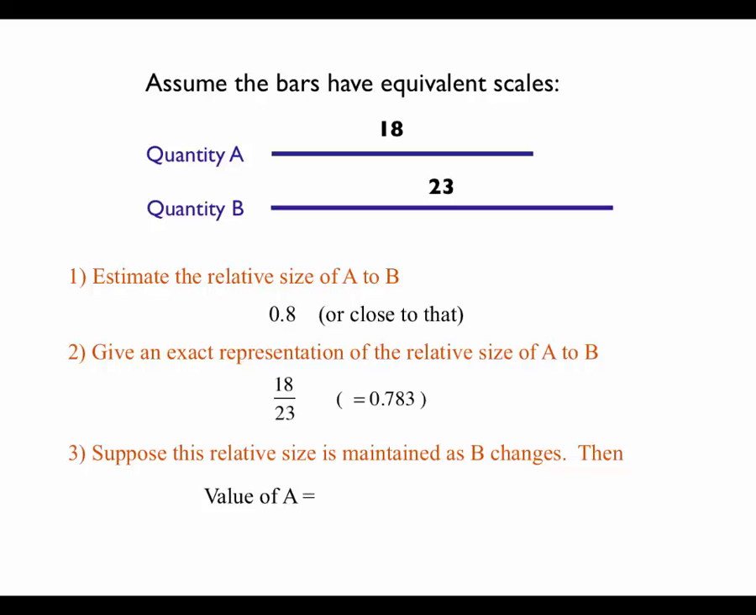He says 18/23 times B. The new B value is multiplied by 0.783. Okay, so they're saying the same thing, right? It's the new B value times 18/23 or 0.783, which should make sense because 18/23 is how big A is relative to B. It's 18/23 of B. When you knew what B was, you'd take 18/23 of it to get A. And that's multiplication, right? That's multiplication.